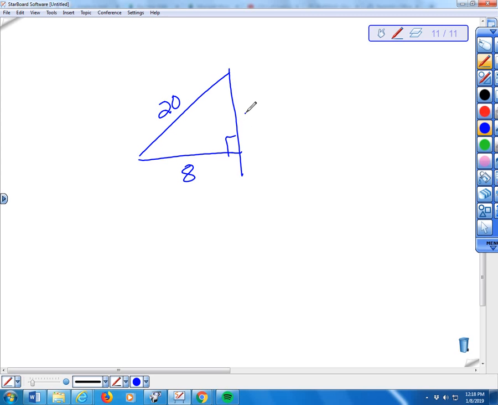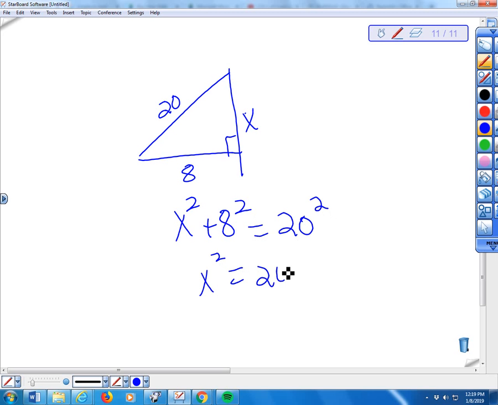Pythagorean theorem. A squared plus b squared is c squared, and then solve. If I call this x, x squared plus 8 squared equals 20 squared. So x squared equals 20 squared minus 8 squared. So x is equal to the square root of 400 minus 64.